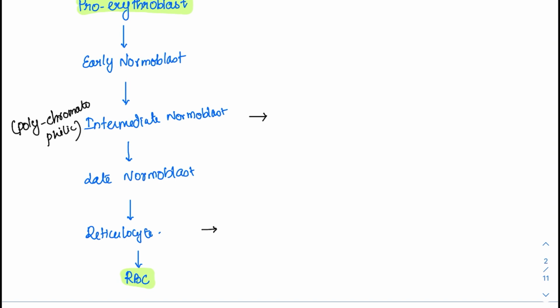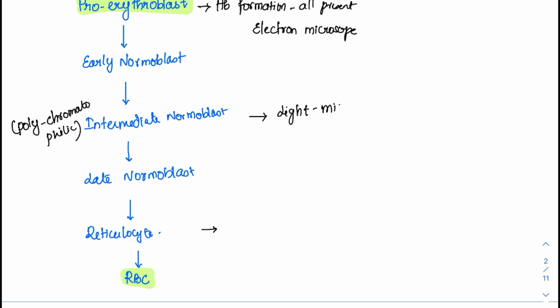Now we have to know some processes in these steps of RBC formation. First, in the pro-erythroblast stage, what is there? The mechanism for hemoglobin formation, the elements required for hemoglobin formation, everything is present. But they will be visible only with the help of an electron microscope. It is not visible through a normal microscope. And the intermediate normoblast is the one where, in light microscopy, hemoglobin starts to appear.